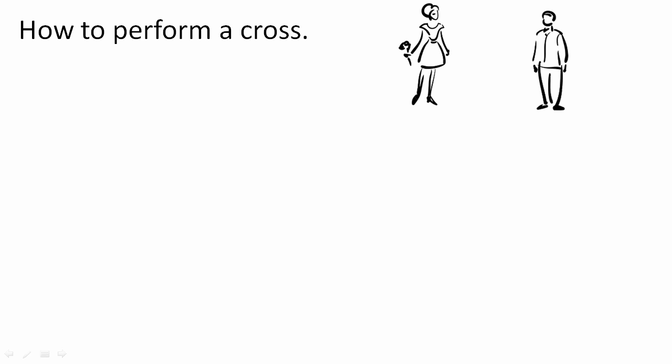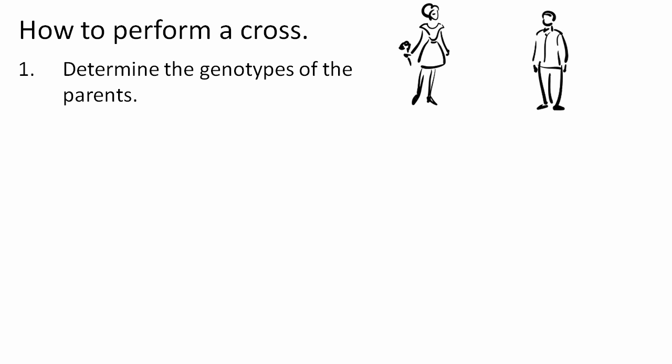But the neat thing is we can start making predictions once we know genotypes. For example, here we've got a couple. She's tall and he's short. What are the probabilities that this pair will produce tall or short children? Well, we can actually predict that, and this is called a Punnett Square, or a monohybrid cross.